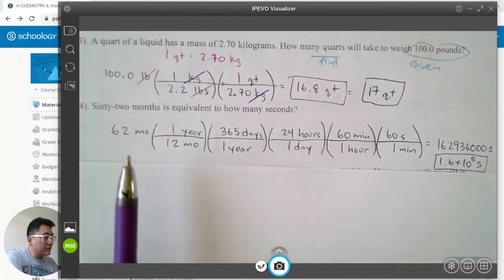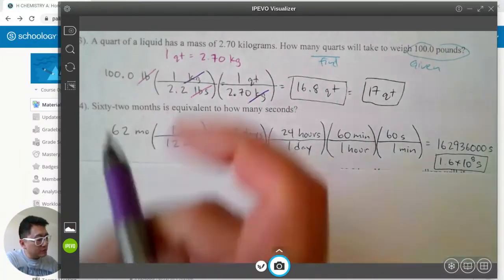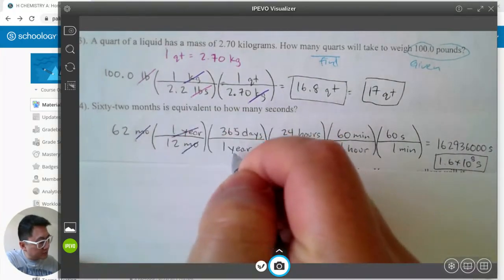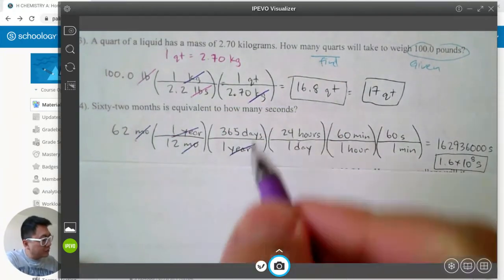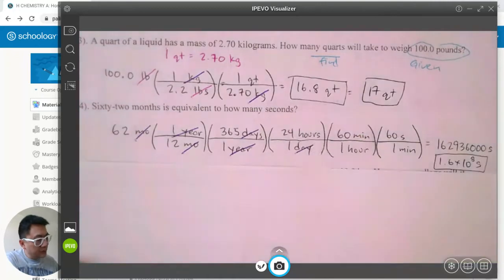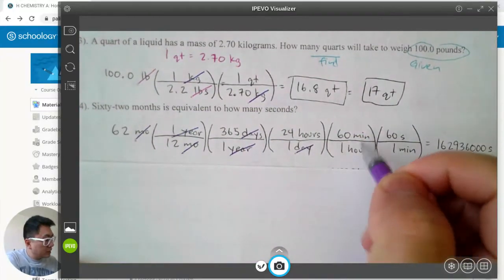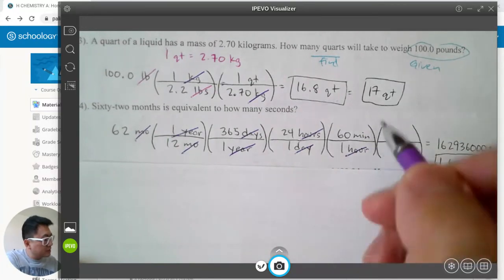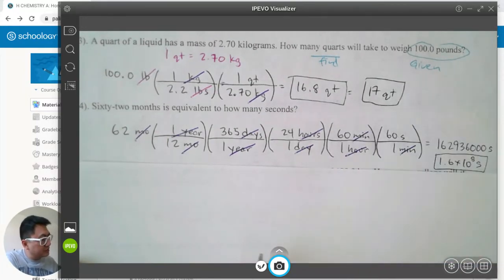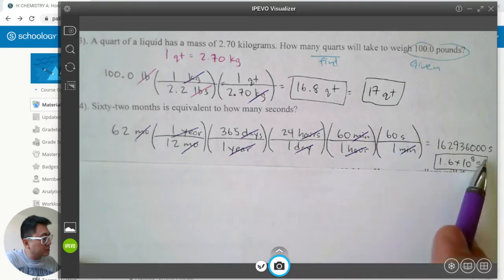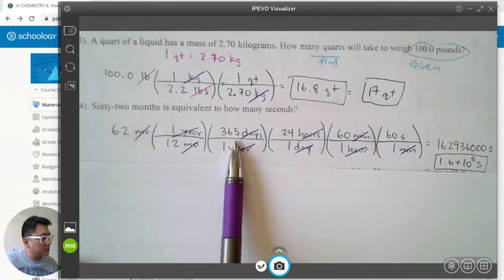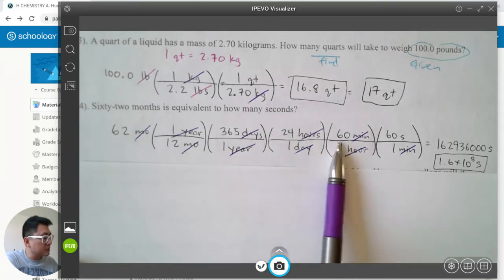So start off with my given, 62 months. 12 months in a year. Months and months cancel. 1 year is 365 days. Years and years cancel. Days, 24 hours. Days and days cancel. 1 hour, 60 minutes. Hours and hours cancel. 1 minute is 60 seconds. Minutes and minutes cancel. The only thing left is seconds. Or 62 divided by 12 times 365 times 24 times 60 times 60.